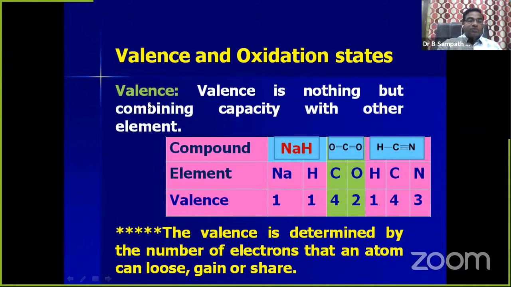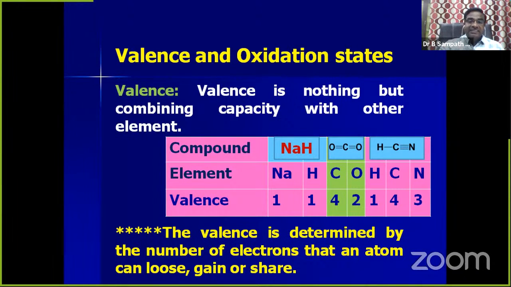Let us see. So what is valency? Here valency is nothing but combining capacity with other elements. What is combining capacity? It means participating in the chemical reaction by losing or gaining or sharing of electrons. See here, this is the compound sodium hydride. This is the ionic compound. Here this sodium loses one electron, hydrogen gains one electron.